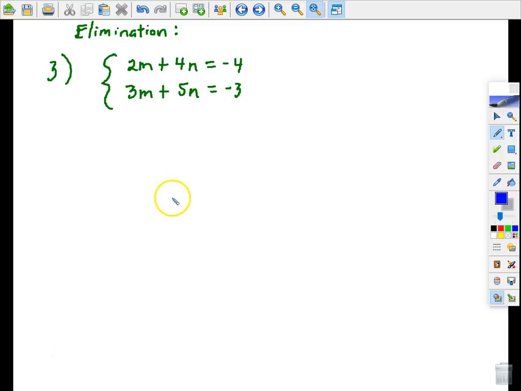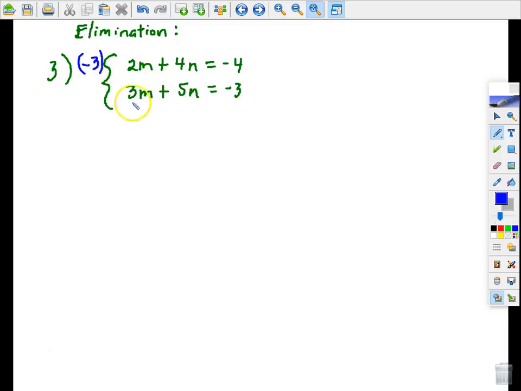We just have to decide, do we want to eliminate m or n? And I think it doesn't really matter which one you choose. I think I'm going to eliminate m. Now this time, I think I will create opposites. Okay, so what I'm going to do to eliminate m is I'm going to multiply the top equation by negative 3.